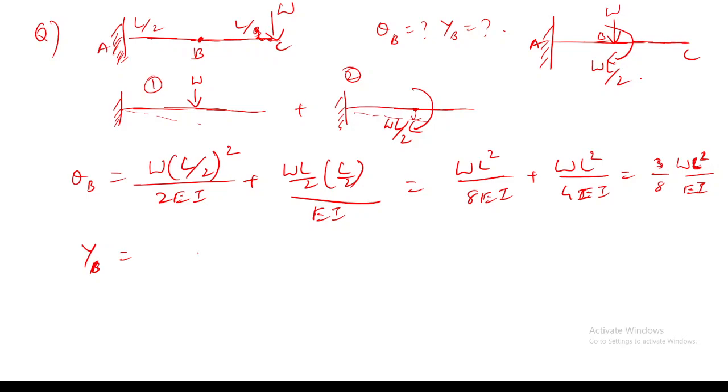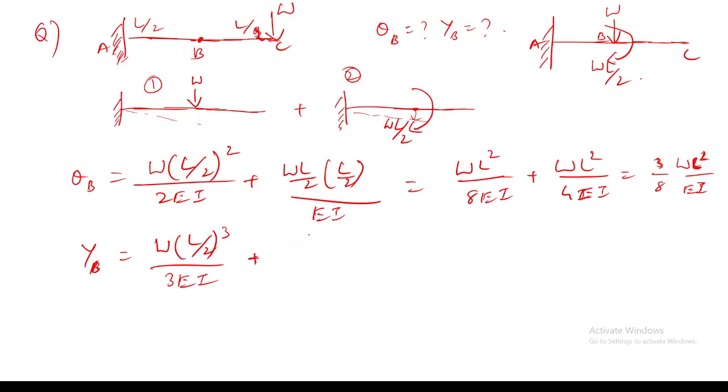It will be YB1 plus YB2. Okay. What is the value of YB1? WL cube by 3EI. Yes. So instead of L, I should write L by 2. Okay. 3EI plus what is the value of YB2?